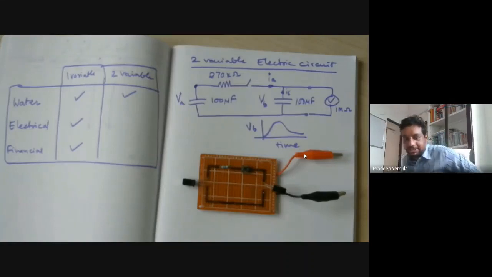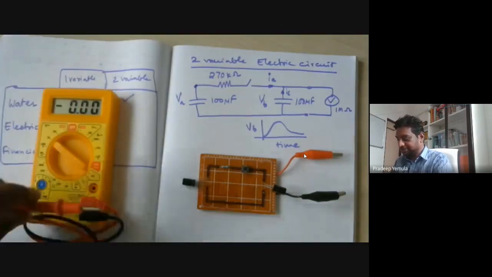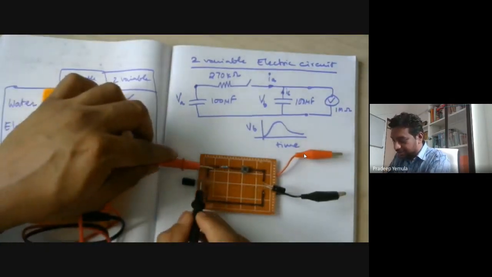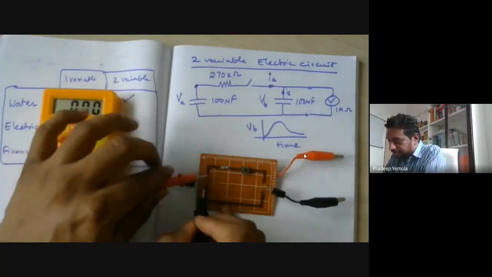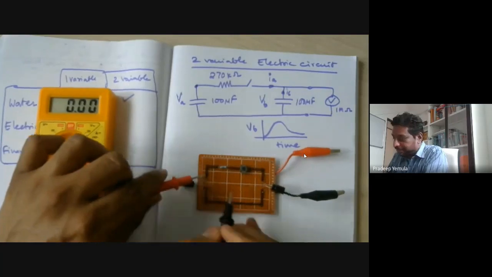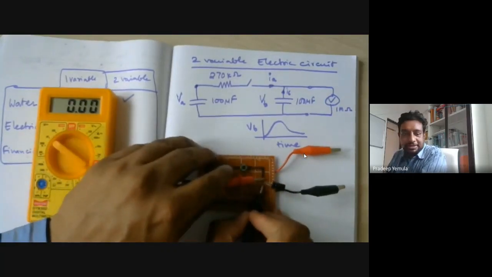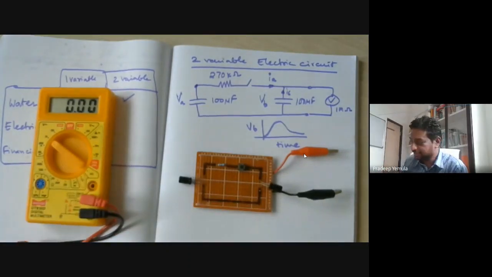Okay, so let's start building this. First I'll bring in my voltmeter, so that I can measure the voltages. I'll short circuit these two, and I keep it in voltage measurement mode. If I measure the voltage, the first capacitor is 0 and also the second capacitor is 0, which is of course expected, because right now it's completely uncharged.